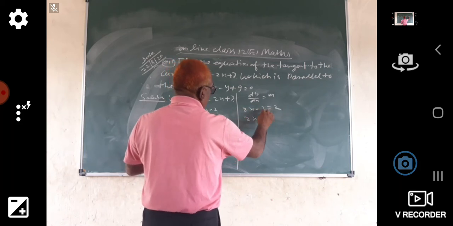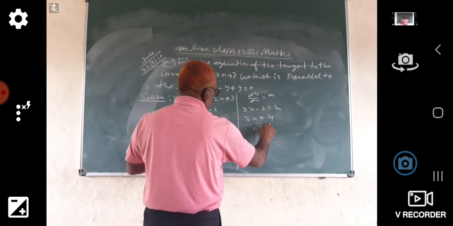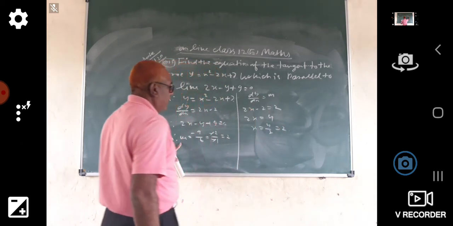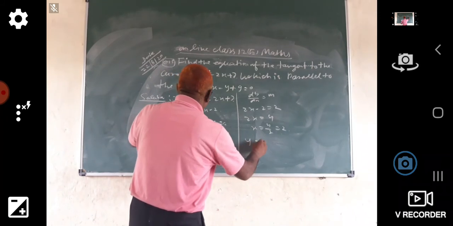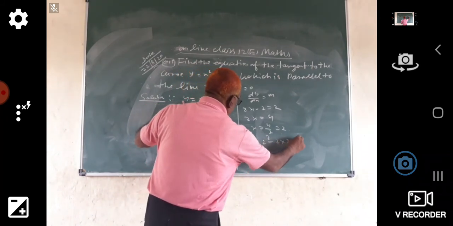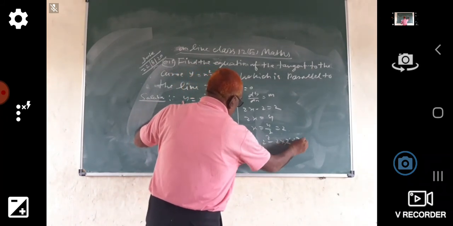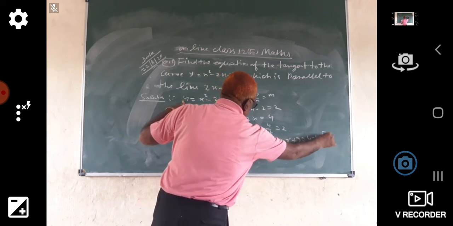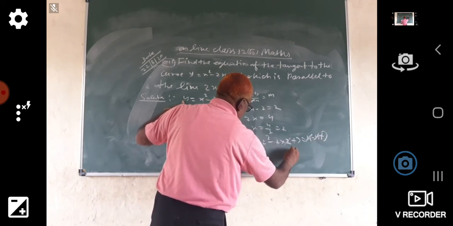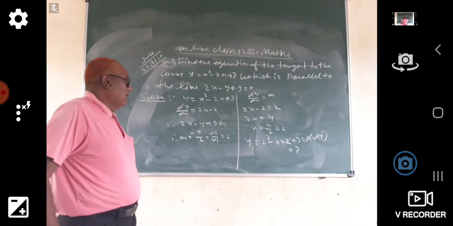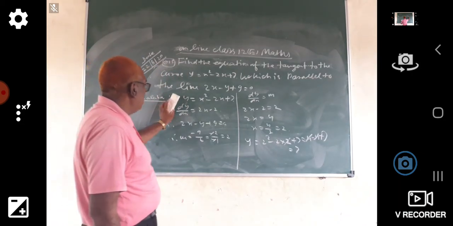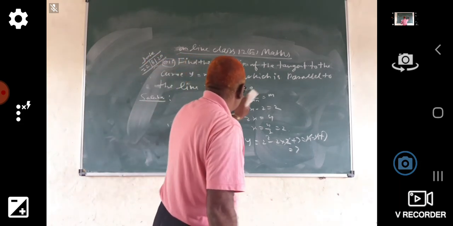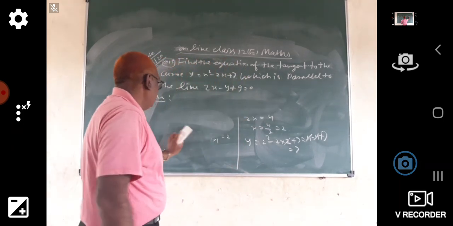So 2x is equal to 4. Then x is equal to 2. Putting the value of x in y, therefore y is equal to 2 square minus 2 into 2 plus 7, which is 4 minus 4 plus 7, so y is equal to 7. So we have to find the equation of the tangent line.